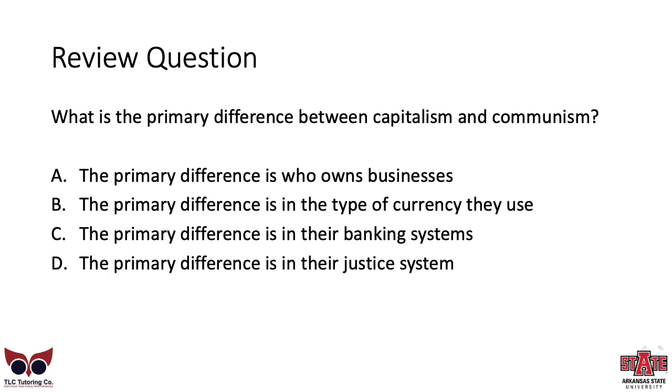Review question. What is the primary difference between capitalism and communism? A. The primary difference is who owns businesses. B. The primary difference is in the type of currency they use. C. The primary difference is in their banking systems. Or D. The primary difference is in their justice systems.